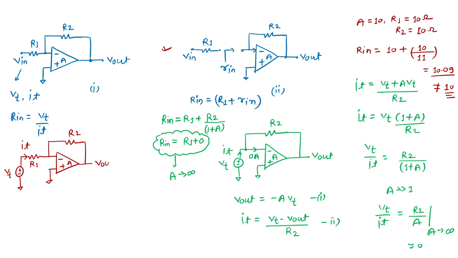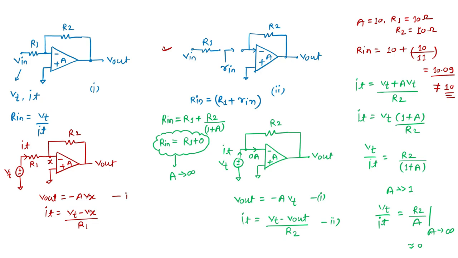Again, I am using Vout because Vout will come into my equations. So what can we write? One equation is very simple. Let's call this node X. Then Vout equals minus AVx, and it equals (Vt minus Vx) by R1.